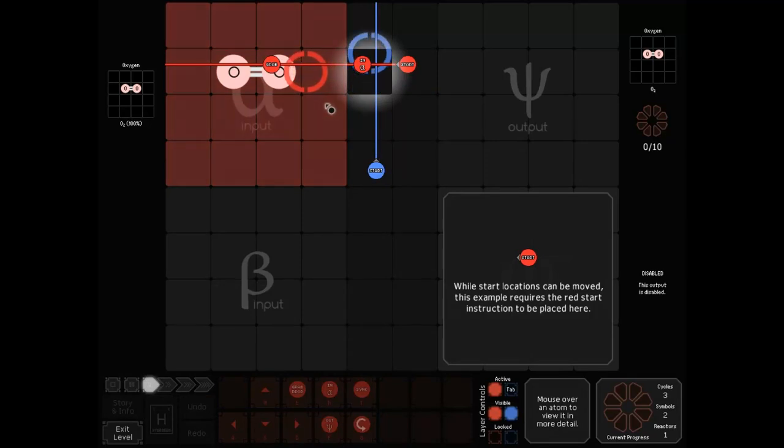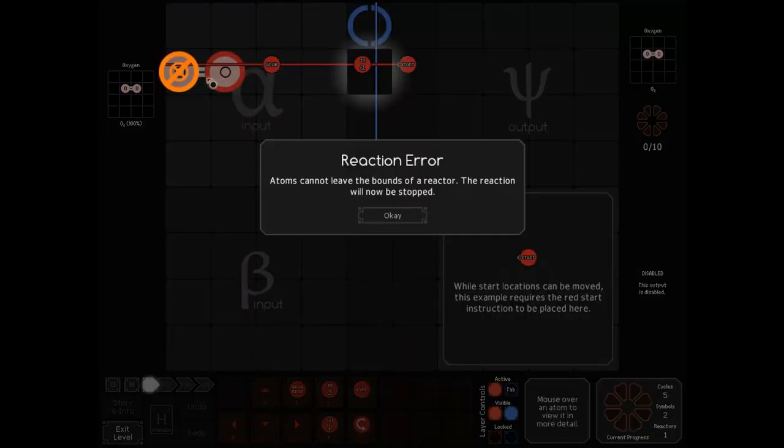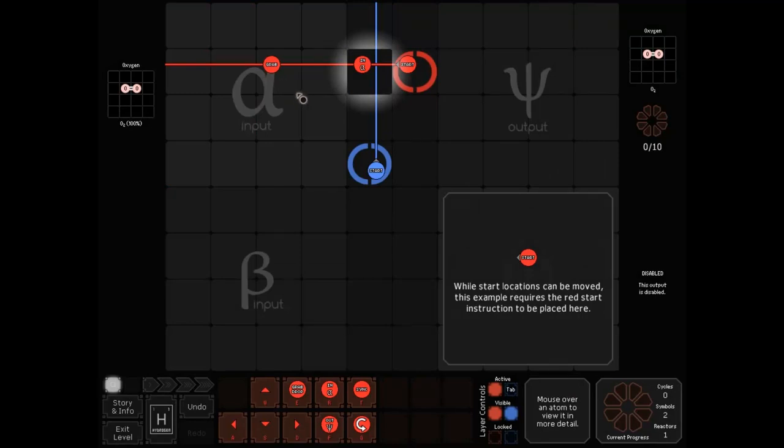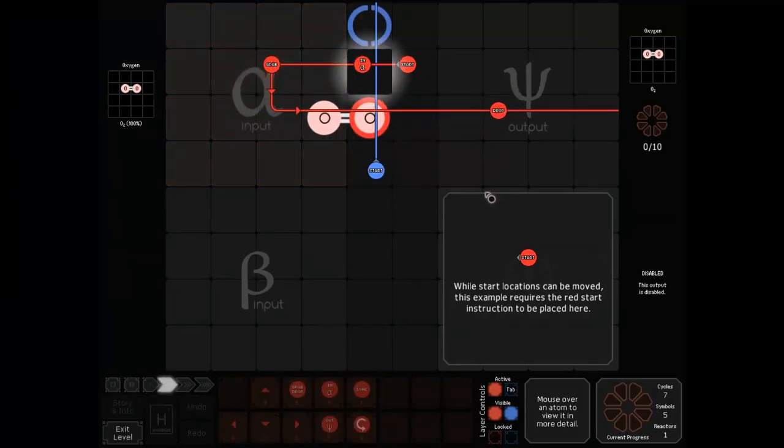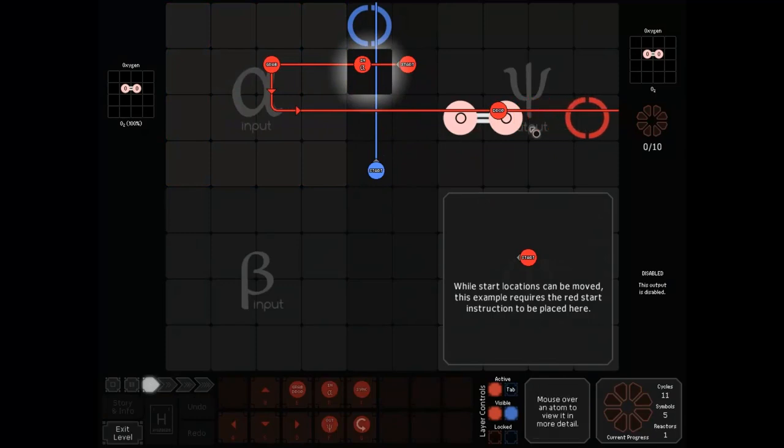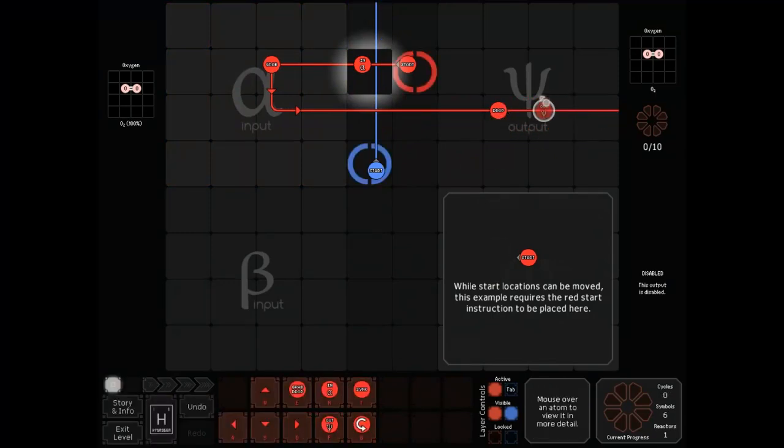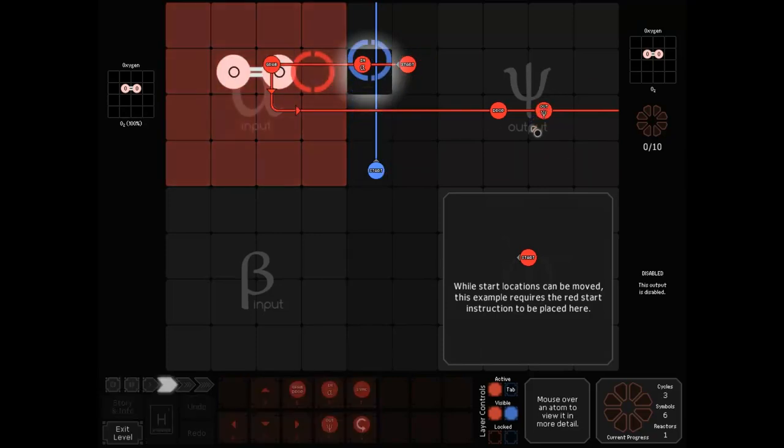So let's see what red does. It grabs the molecule. Oh, but it bashes into the wall. So what we need to do is create a little bit of a loop here so that we can drop it in the output zone. So now we've dropped the oxygen in the output zone. To actually output it, we need to use the output psi command now that it's in the correct location.